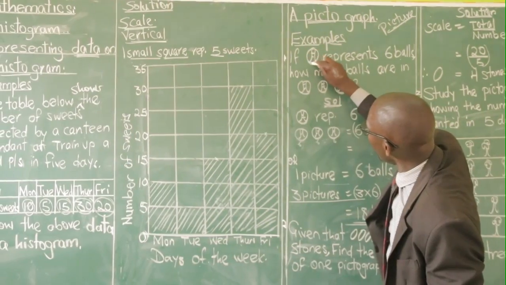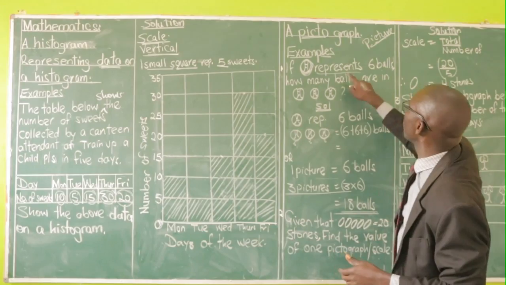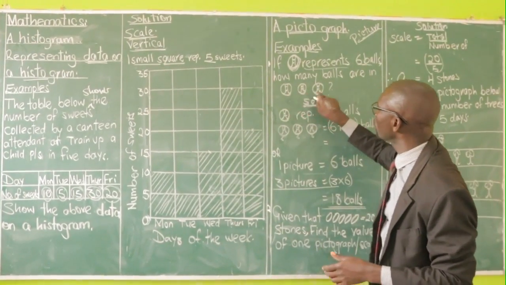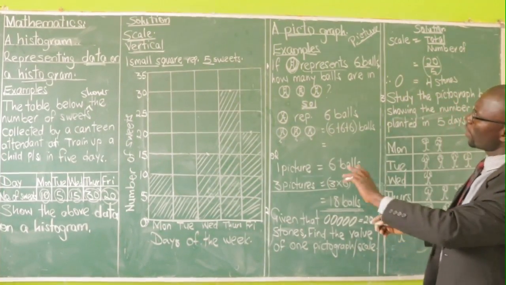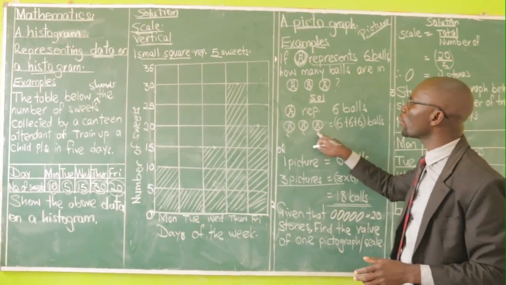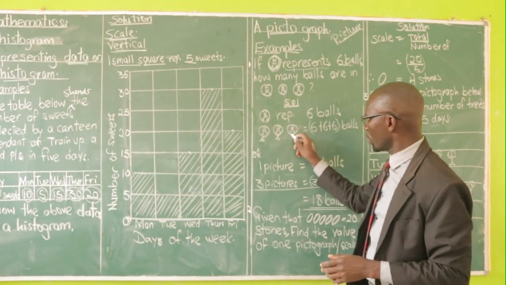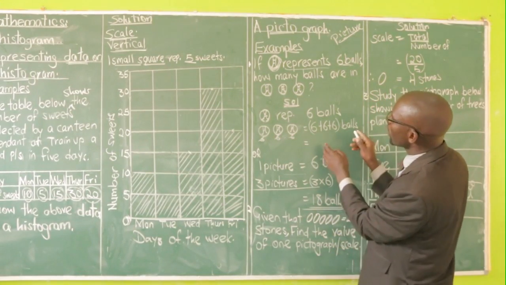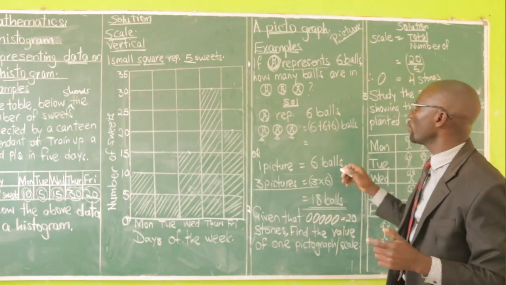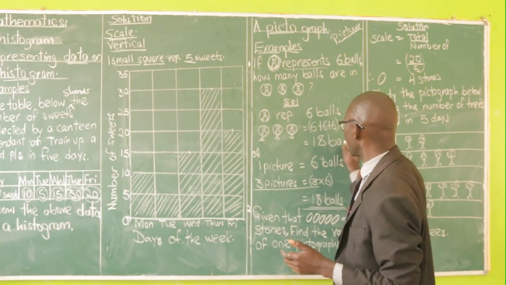If one picture of a ball represents 6 balls, how many balls are there? We have 1, 2, 3 pictures. So we say, one picture of a ball is representing 6 balls. How about the 3 pictures? We know that each one has 6 in it. So we can simply say 6 plus 6 plus 6 balls. When we add here, we shall have 18 balls.